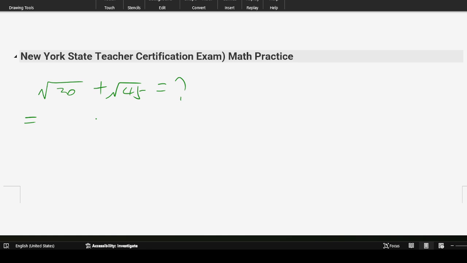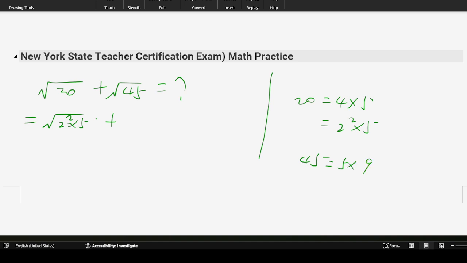So for 20, we can write 20 equals 4 times 5, and 4 equals 2 squared, times 5. So we do here 2 squared times 5 plus 45. 45 equals 5 times 9, which equals 5 times 3 squared. Okay, we come here.